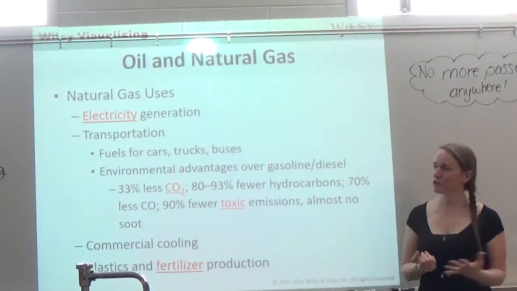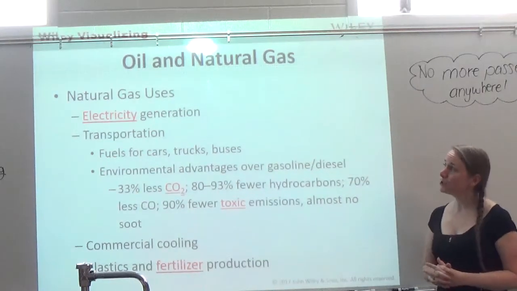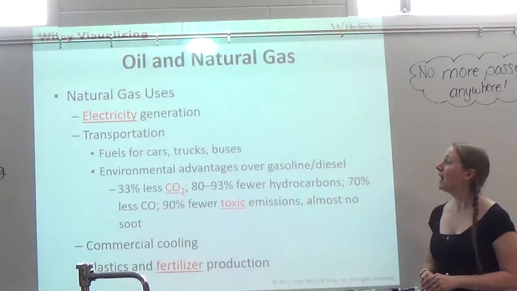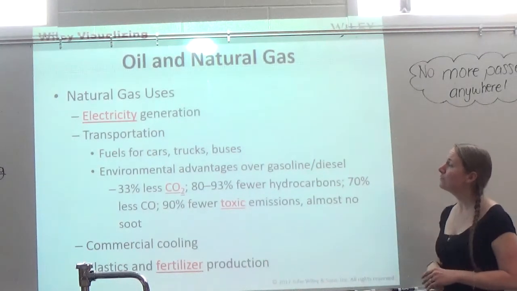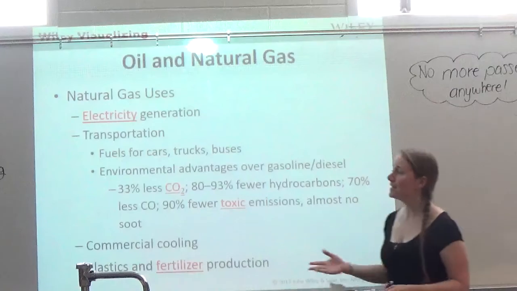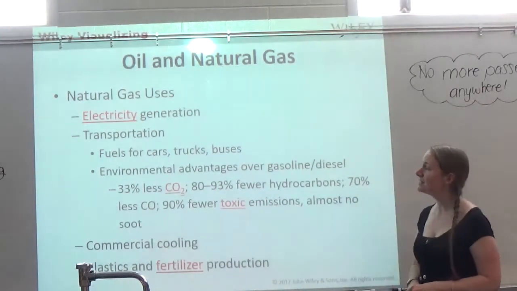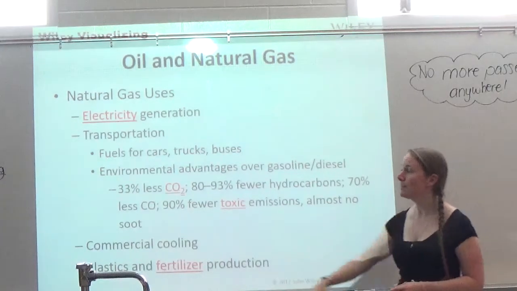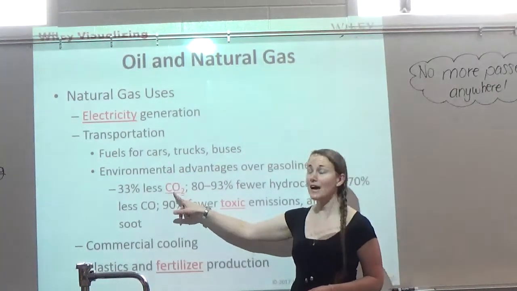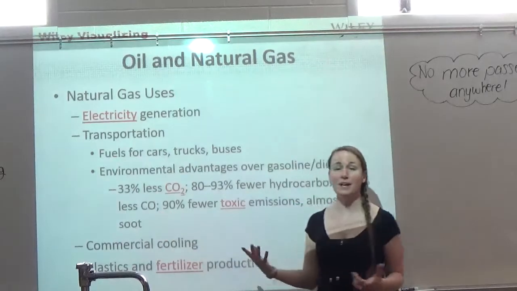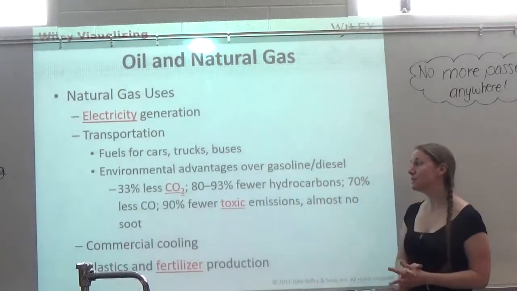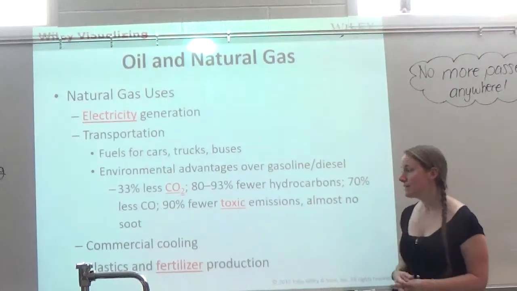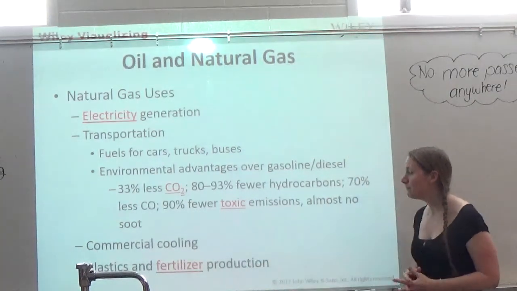So what do we use natural gas for? Well, we use it to generate electricity. We use it for transportation, like fuel for cars, trucks, and buses. It has environmental advantages over gasoline and diesel. For example, it has 33% less carbon dioxide, 80 to 93% fewer hydrocarbons, 70% less carbon monoxide. Remember the difference: carbon dioxide has 2 oxygens, carbon monoxide has 1. It also has 90% fewer toxic emissions and almost no soot. It's also used in commercial cooling and plastic and fertilizer production.